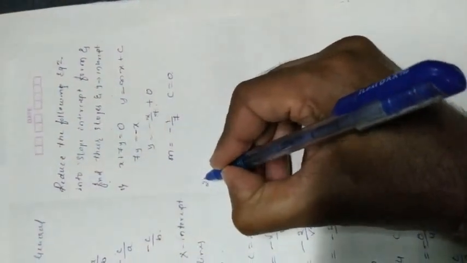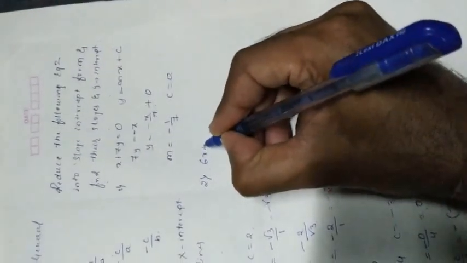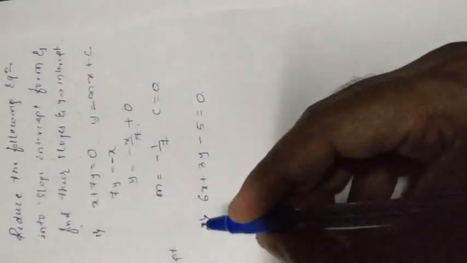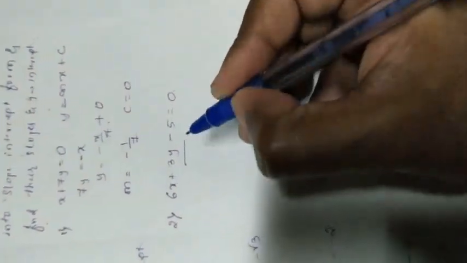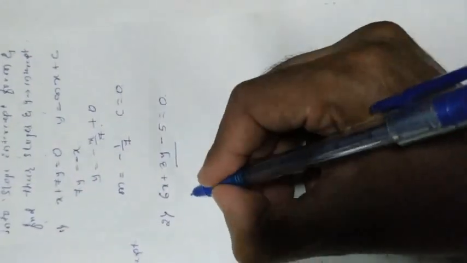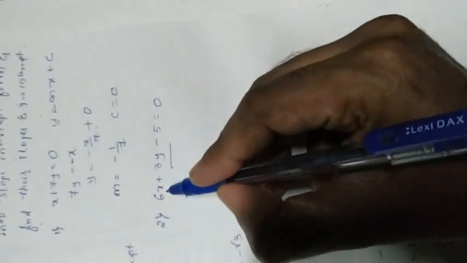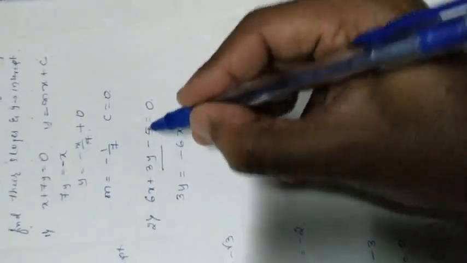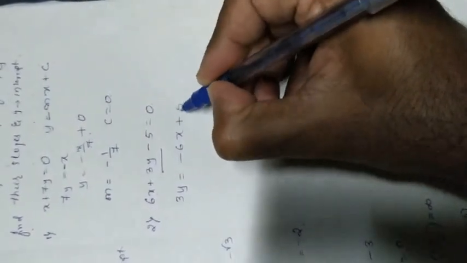that is the second one: 6x + 3y - 5 = 0. This is the general form of the equation of a line. Now we have to convert it again into the form y = mx + c. Here we keep the 3y as it is, and send the other terms to the RHS. When 6x goes to the RHS, it becomes -6x, and -5 when it goes to the RHS becomes +5.